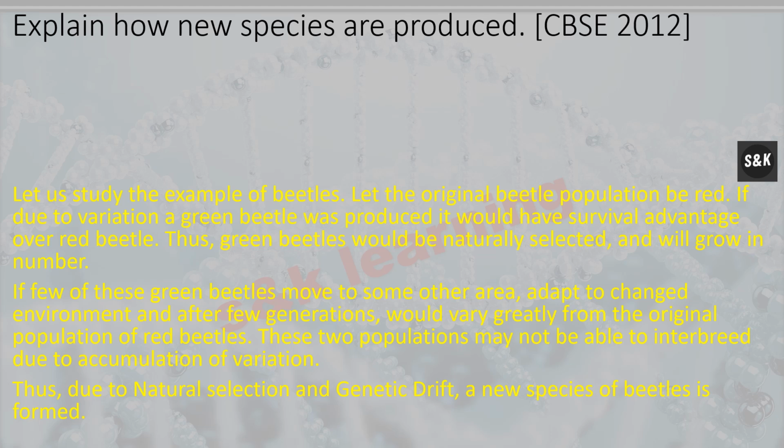Explain how new species are produced. So let us study the example of beetle. Let the original beetle population be red. If due to variation a green beetle was produced, it would have survival advantage over red beetle. Thus green beetle would be naturally selected and will grow in number. A few of these green beetles will move to some other area, adapt to the changed environment, and after a few generations would vary genetically from the original population of red beetle. These two populations may not be able to interbreed due to accumulation of variation. Thus, due to natural selection and genetic drift, a new species of beetle is formed.